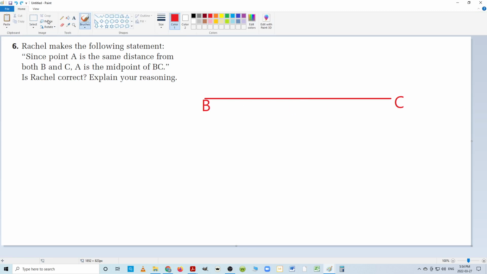But let me show you another situation where A can be the same distance from B or C. In this situation, A is the same distance here and the same distance there. And actually, I can place A anywhere along the bisector. That's the answer to this question. I can put it anywhere along this green line that goes on forever, up and down.